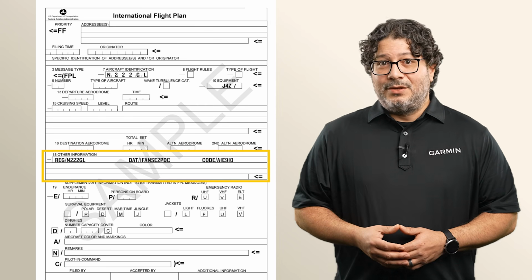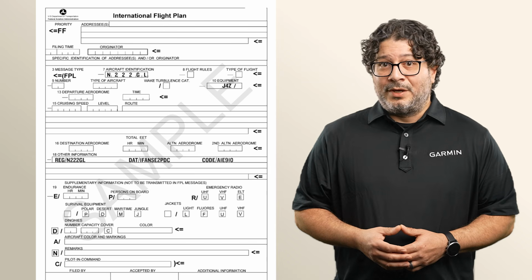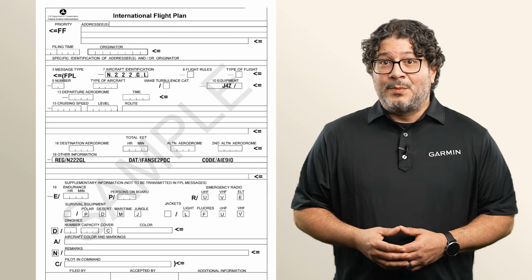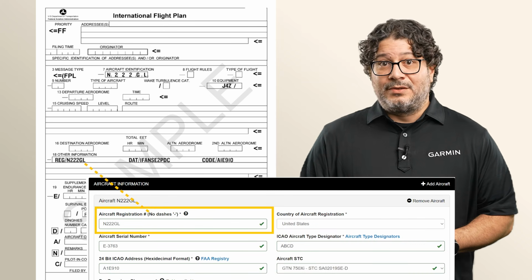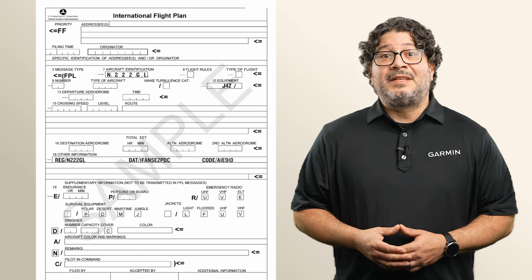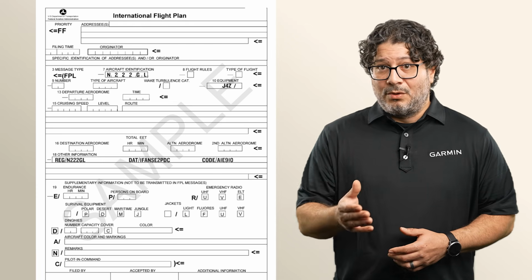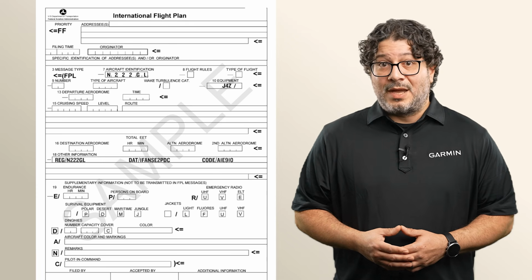In Field 18, you'll enter your reg, code, and DAT codes. Enter the tail number into the reg field. Remember to input the registration number that was entered when you registered the aircraft. The DAT field tells the ATC your preference for receiving your IFR clearance. If it's blank, you'll only receive your clearance over voice communications.